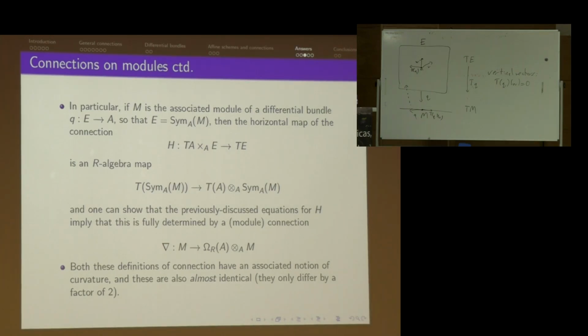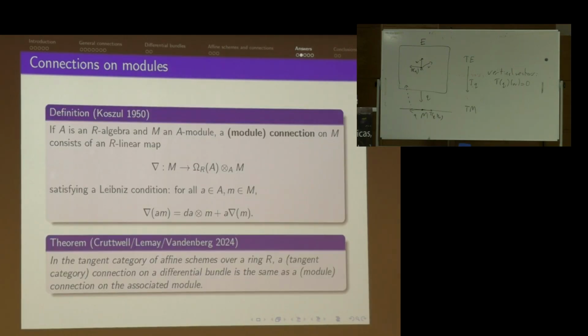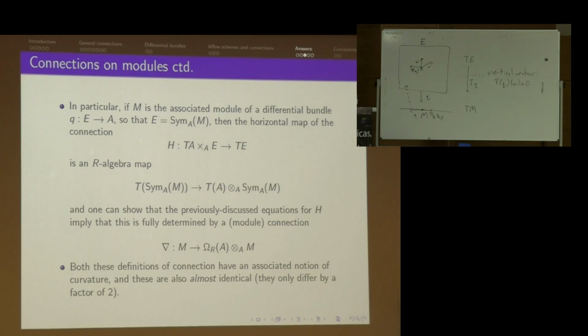There's also notions of curvature of these things. That's really one important thing about a connection, to determine some kind of way of talking about how the space or some kind of bundle is curved. And it turns out we have one definition of curvature for tangent categories, in the general setting, and there's one definition of curvature for these kind of module connections here. They correspond almost exactly, just up to a factor of 2. So, if your ring has characteristic 2, then they're not going to be the same, but if your ring doesn't have characteristic 2, then they're basically the same thing. That's cool too.